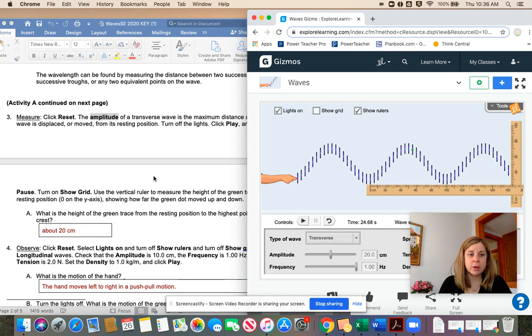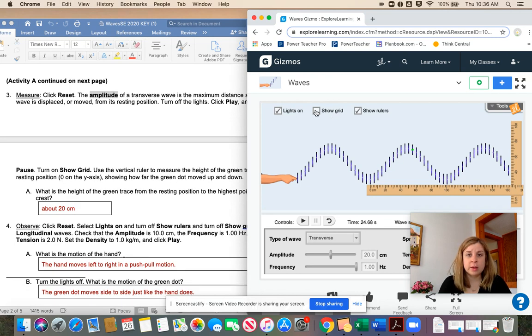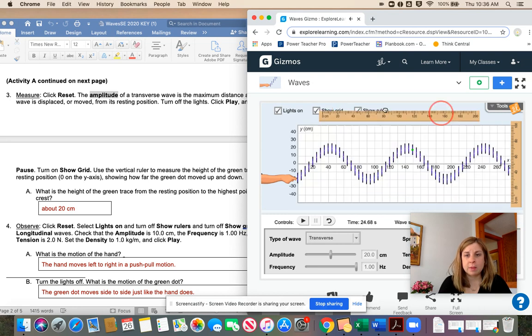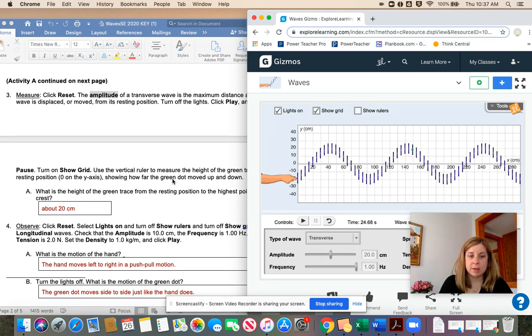And now we are going to click on Show Grid. Okay, and I'm going to move my ruler back up here and get rid of my ruler. So the Show Grid, I'm looking for my amplitude. This line across here is the normal, okay? So this is my normal, and then the middle of here would be my crest. So from here to here, the amplitude is 20 centimeters, okay? So from here up, and I go across to look, 20 centimeters.